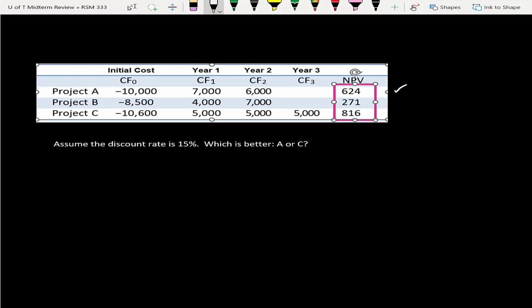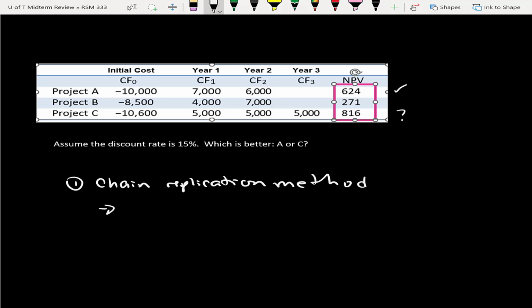But what about A and C? C has a higher NPV, but it's taking longer. So there's two ways to determine which one is better when the timelines don't align. The first way is called the chain replication method. And in this method, basically what you do is you keep repeating the projects until they have the same timeline.